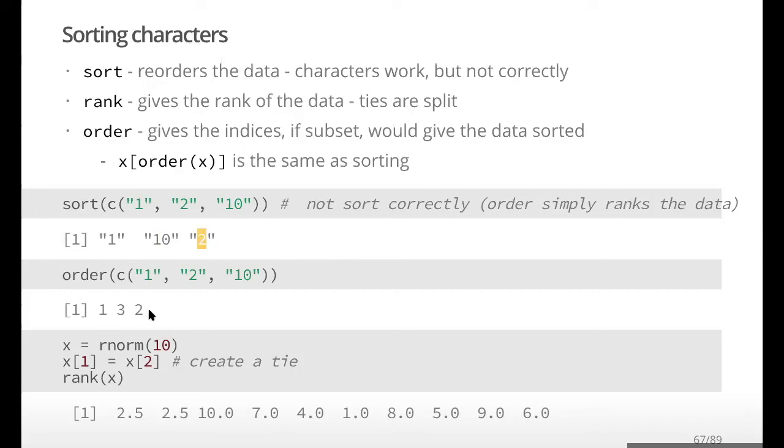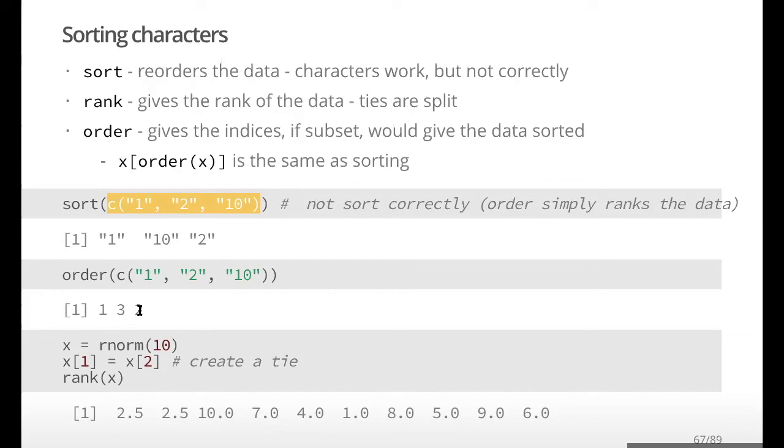Order is a little bit different. So order says these are the indices if you subset that data, if you subset this vector right here, that would reorder the data set. It's not used as commonly. I would say you never do this on a data set. You would always use arrange.